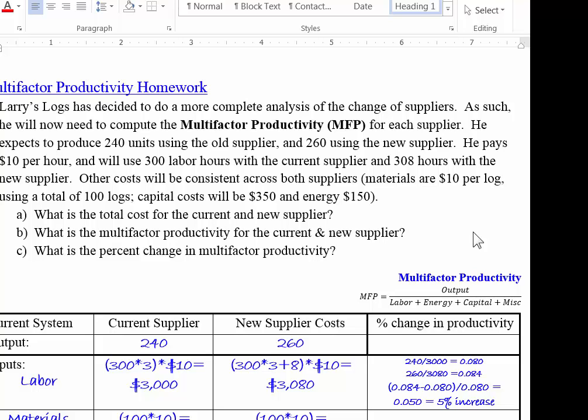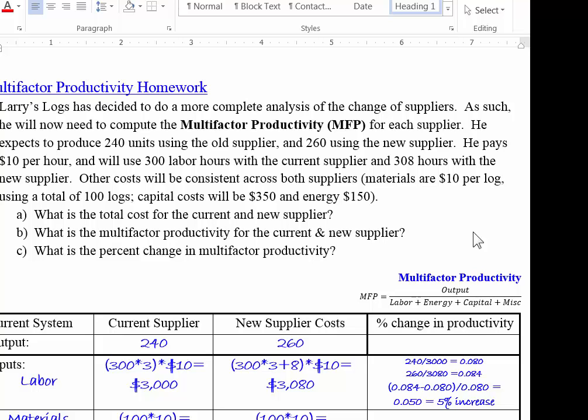He expects to produce 240 units with the old supplier, just like in the previous problems, of course, and 260 using the new supplier. So he pays $10 an hour for labor. He'll use 300 labor hours with the current supplier, and of course 308 hours with the other supplier, which we know from above. The other costs will be constant across both suppliers in that the logs cost $10 a log. They're going to need 100 logs. Capital costs are $350 and energy is $150. So we know that those are not going to change.